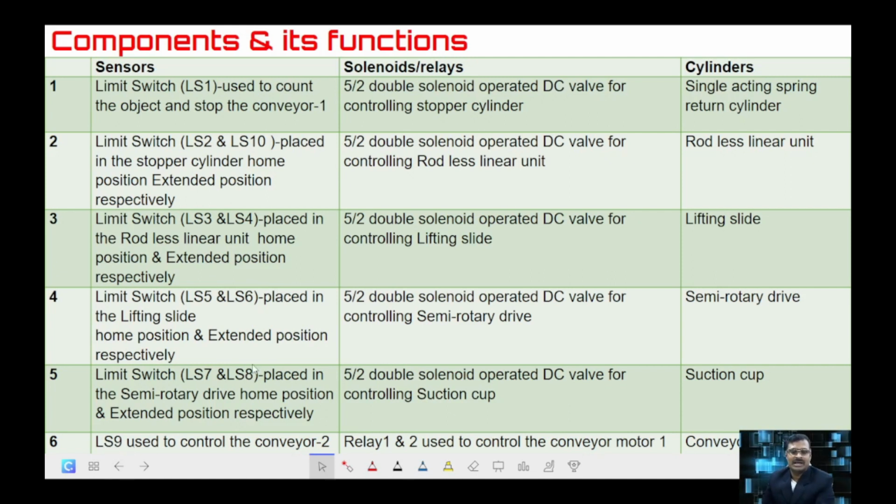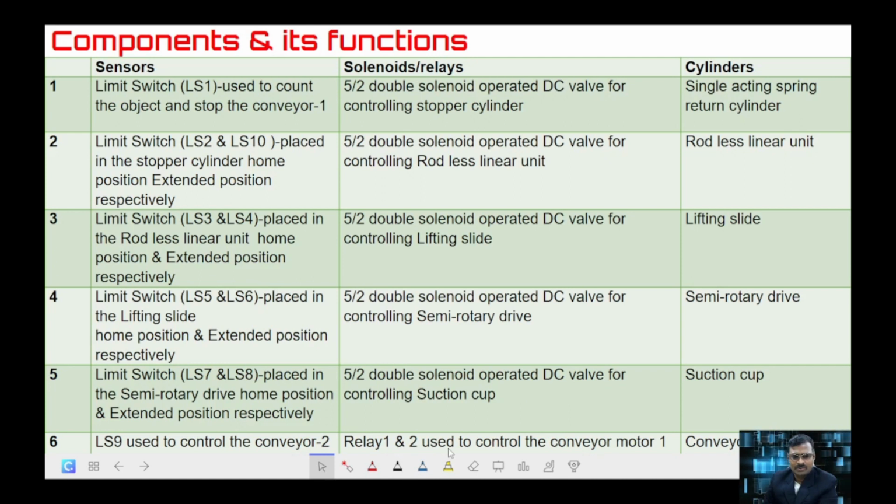Okay, so these are the sensors, and the solenoids: 5 by 2 double operated DC valve for controlling the stopper cylinder. So this is one solenoid valve, and 5 by 2 double solenoid operated DC valve for controlling the rodless linear unit, and similarly for the lifting slide and semi-rotary drive, and also for the suction cup. So we are going to have all memory valves. When we are understanding the concept for programming, it is very important, because we are not going to use any latching. Because of this 5 by 2 double solenoid operated DC valve, once you give the signal, even if the signal is not there, it will keep the same position because of this memory capacity.